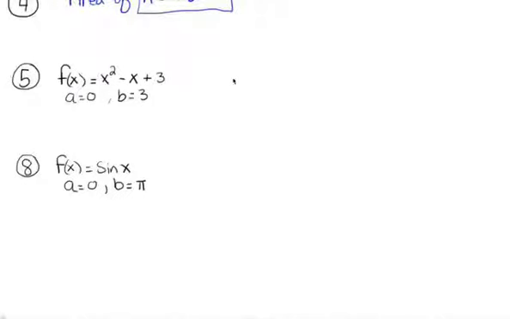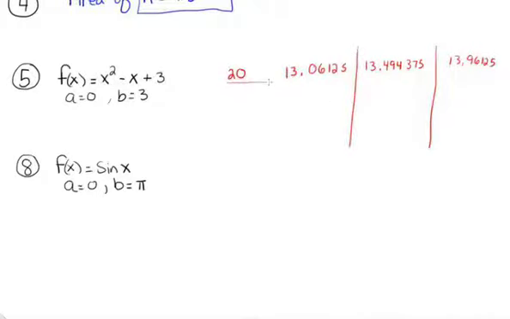Okay, so with 20 intervals, I got 13.06125, 13.494375, and 13.96125 for left, middle, and right. Alright, so 13 something seems obvious, but let's do this again.